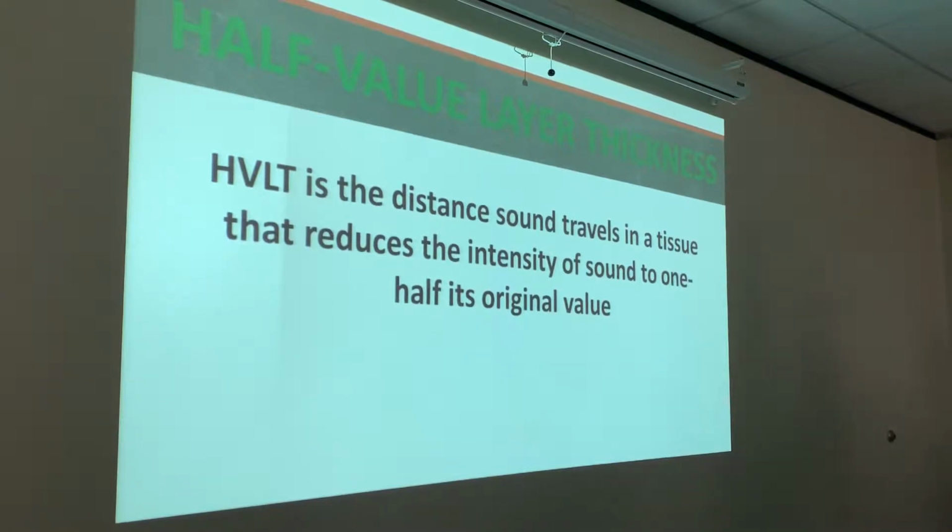Okay? So, the half value layer thickness right here, guys, is my flashcard for you. That is the distance sound travels in tissue that reduces the intensity to 1/2 of its original value. Remember, the attenuation coefficient is also a different way to measure attenuation. Half value layer thickness is just another way to do that. Again, the half value layer thickness is the distance sound travels in tissue to reduce its intensity to 1/2 of its original value.